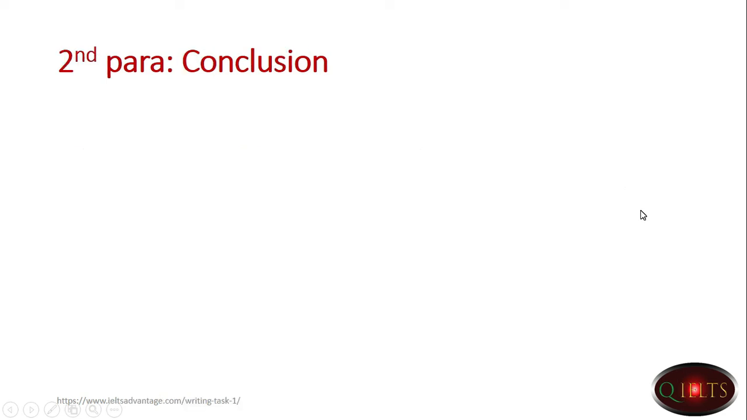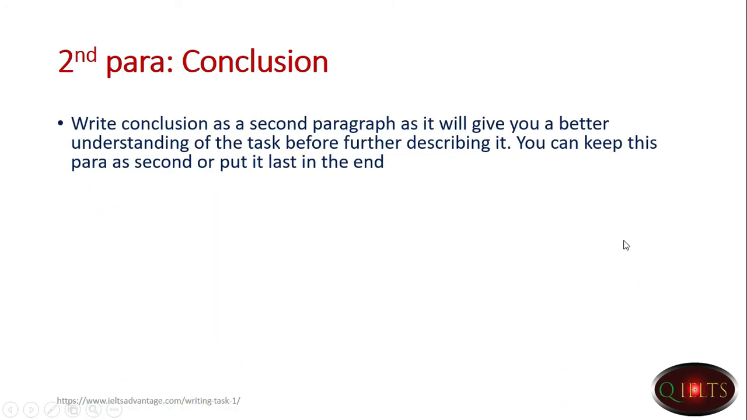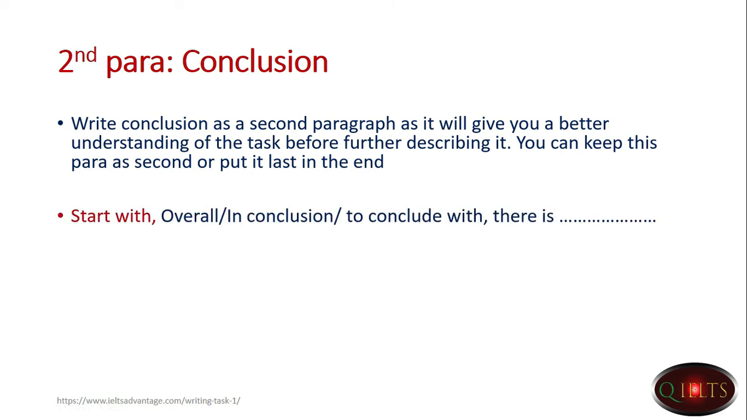So I would advise you to write the conclusion as the second paragraph, and you can keep it in the second place or you can move it to the last paragraph at the end of your writing Task 1. Why do I tell this? Because it will give you a better understanding of the task and the picture before further describing it. So you can start this with 'overall'. However, you can use other words like 'in conclusion', 'to conclude', 'there is', etc. in its place.